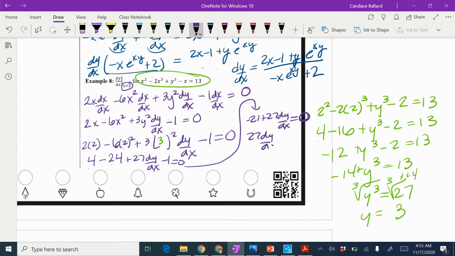27 dy/dx, I'm going to add the 21 to the other side. And then I'm going to divide by the 27, which is a perfectly good answer. You could reduce it, I suppose. It looks like 3 goes into both of them. 3 goes into 21 7 times and into 27 9 times.